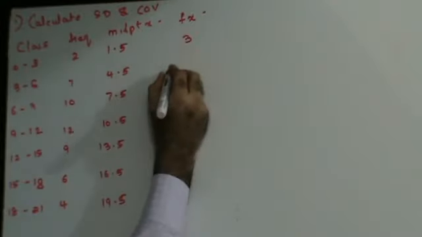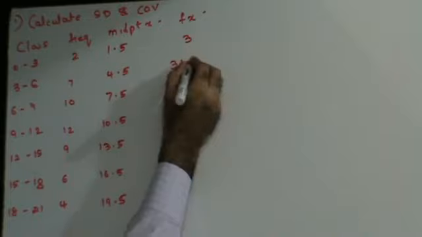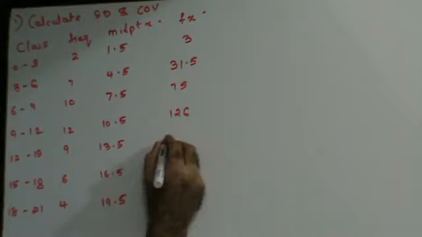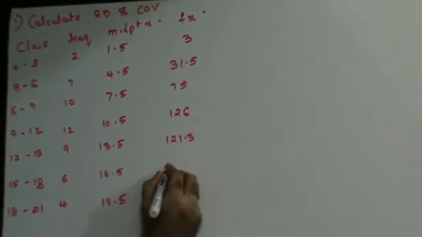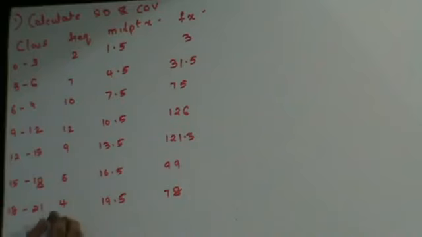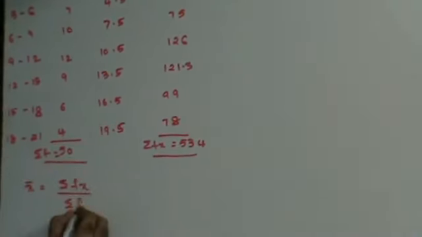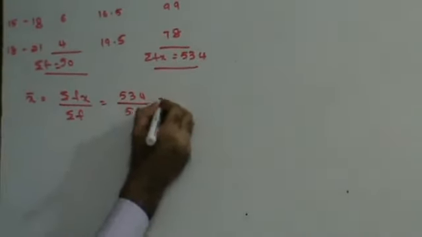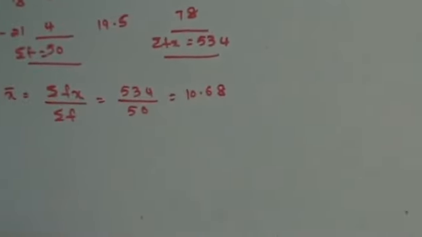So this will give you 3, 31.5, 75, 126, 121.5, 99 and 78. Add this column, this will give you sigma f, this addition is 50. Add this column will give you sigma fx, this addition is 534. Mean is given by the formula sigma fx upon sigma f, right? That's 534 divided by 50. When you divide this, you get 10.68.